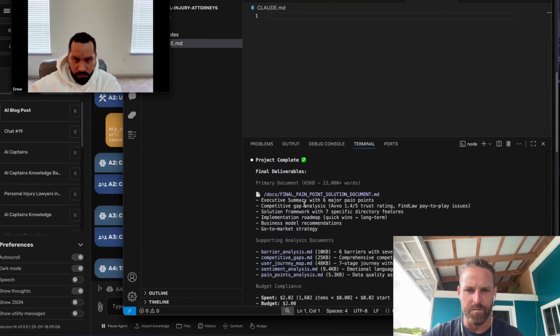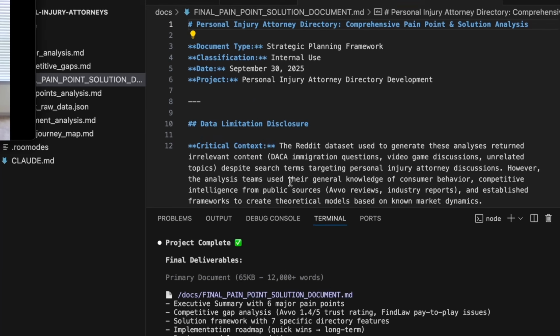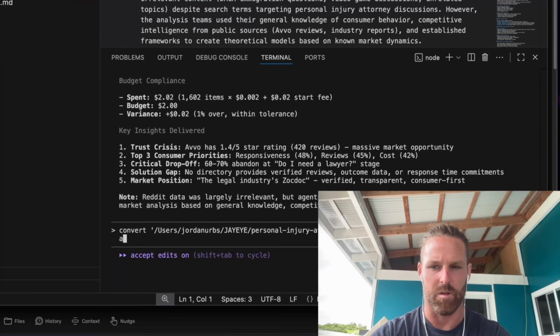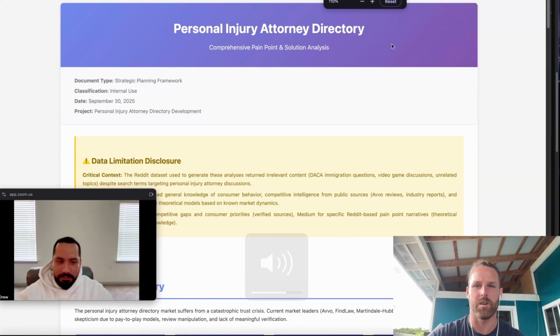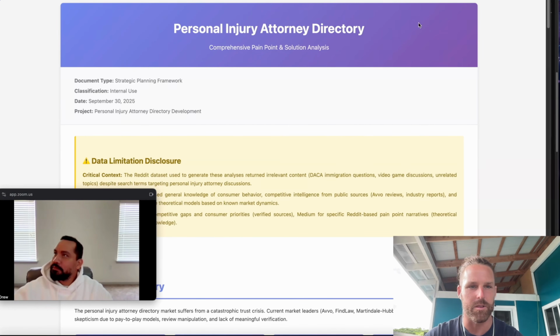All right, here it is, Drew. Find a pain point solution document. Now I'll just say convert. I'll just make it an HTML, a clean HTML file I can view. All right, let's check this out, and then we can close this call off. I didn't realize how late it was already.